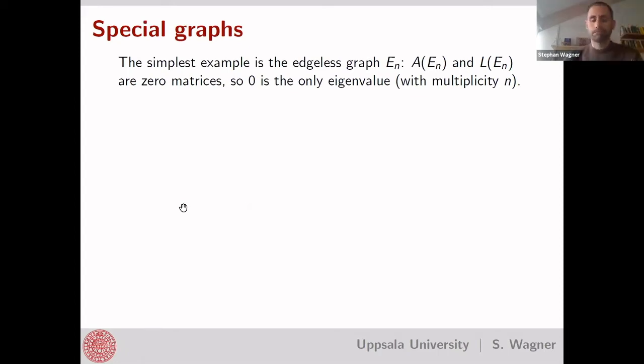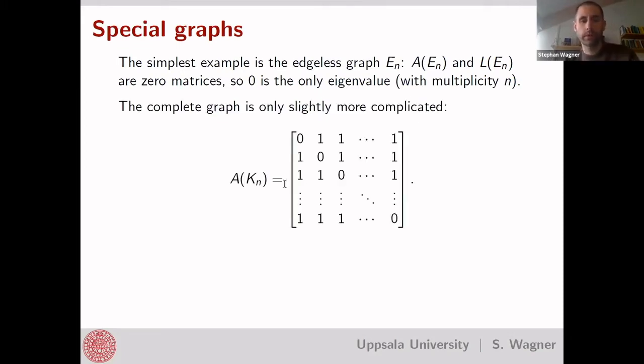So having the notion of eigenvalues and the notion of spectrum of a graph, it might be interesting to have a look at some special graphs and to get a feeling of what the eigenvalues of graphs might be, what kind of things to expect. The simplest possible graph in some sense is the edgeless graph, which has no edges whatsoever. All the entries of the adjacency matrix are 0. All the entries of the Laplacian matrix are 0. So 0 is the only eigenvalue. It has multiplicity n. Rather boring.